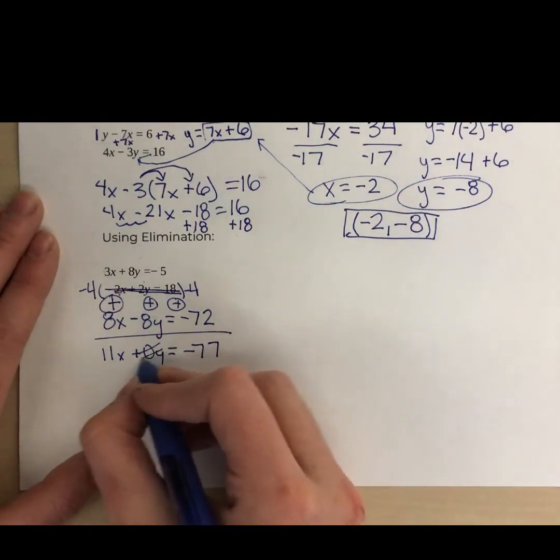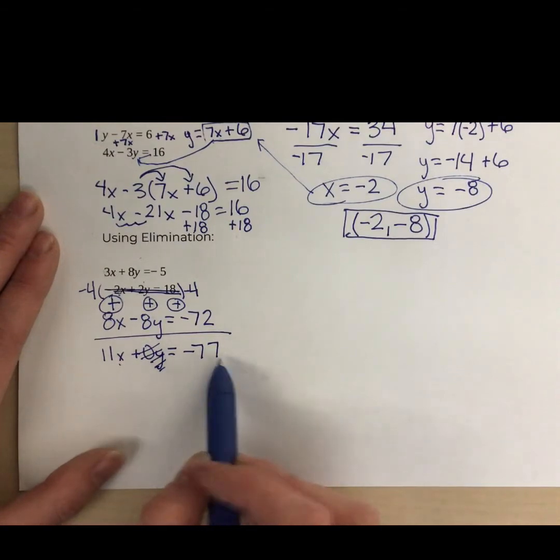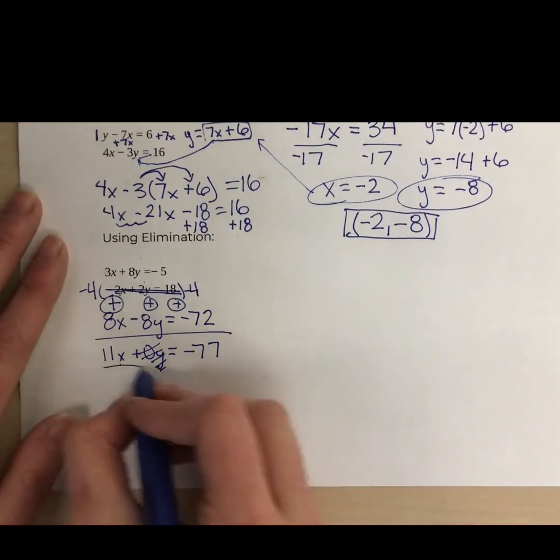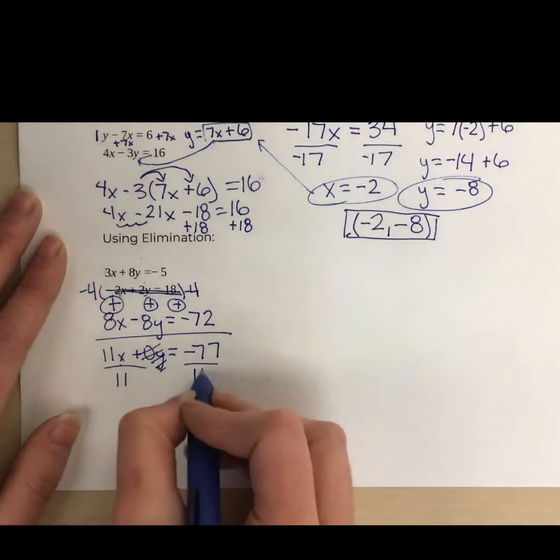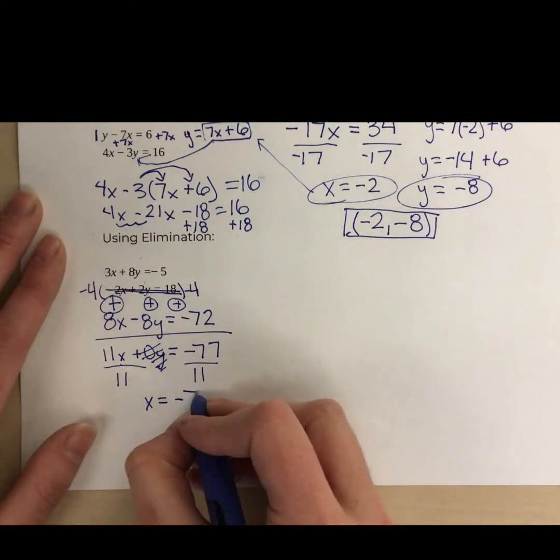Well, I don't care about something that says 0, so really I just have 11x equals -77. So I can divide both sides by 11 to get x all by itself, and we find that x equals -7.